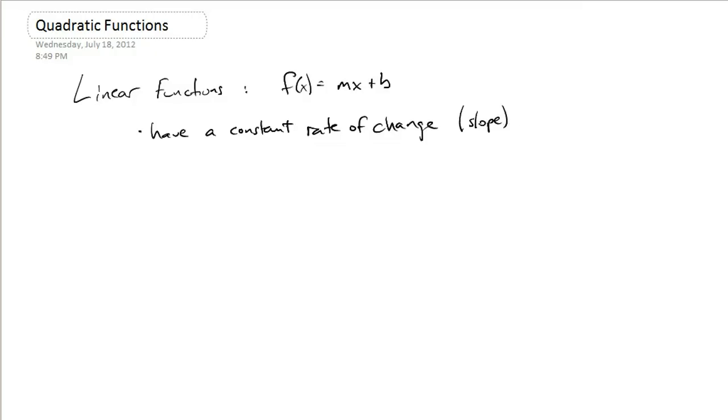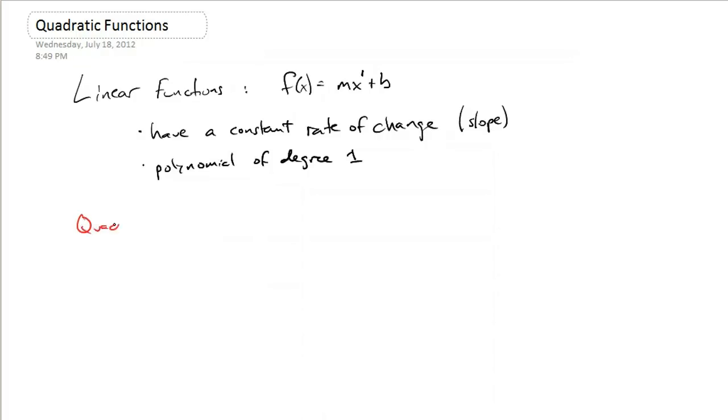Okay, we say this is a polynomial of degree 1 because the highest powered term has an exponent of 1 on the x, on the variable.